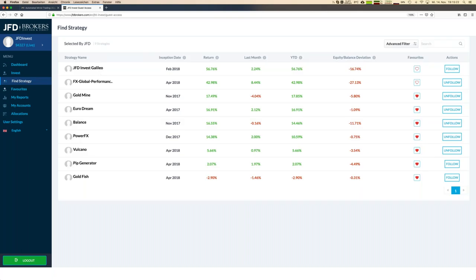So we looked already at Galileo, the new one, which is the outperformer overall here. We looked already at FX Global, which has had a hard time over the weekend and the two other days, Monday and Tuesday. But now everything is fine again. Goldmine is still doing quite well. The equity balance deviation is not that huge, so that works well. And now we go for the top performer of last week, Eurodream, because that is an interesting one as well.